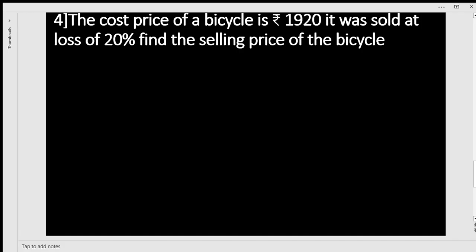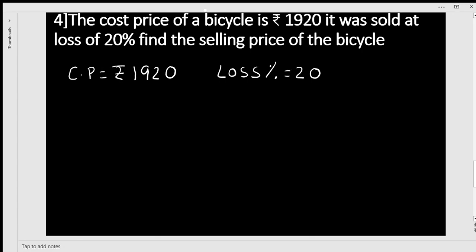So we can see some on the screen. The cost price of a bicycle is rupees 1920. And it was sold at a loss percentage. Loss percentage is how much? Loss percentage is 20. Find the selling price. So selling price is to be found. What did I tell you? When you know cost price and loss, you can find selling price.